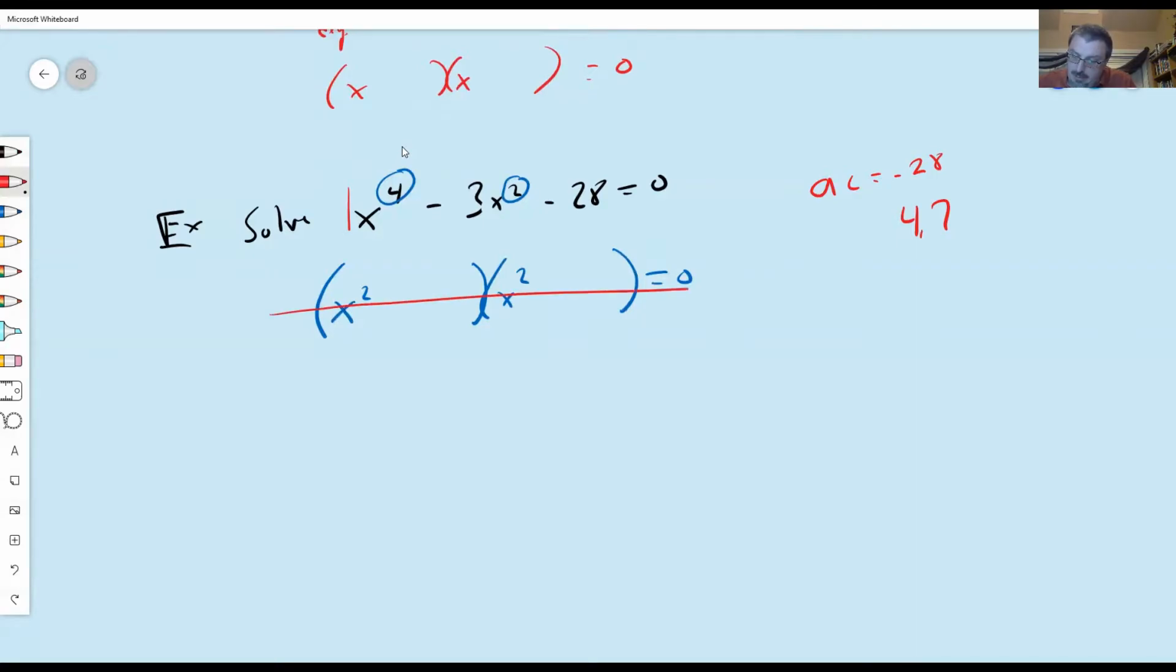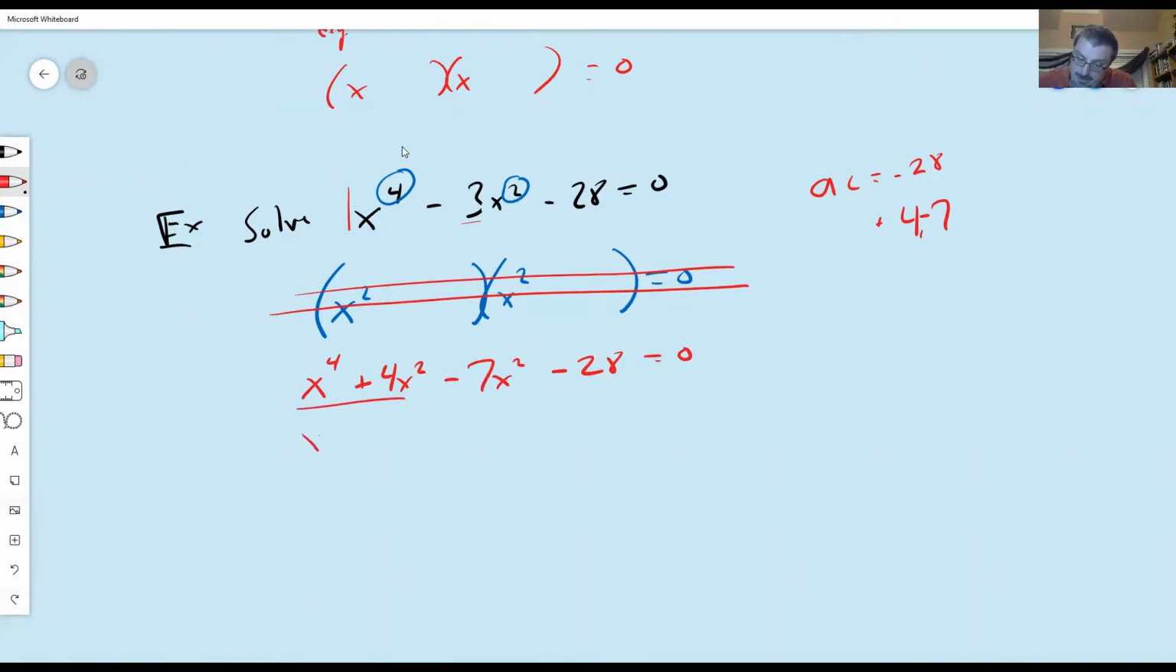So we're going to factor by grouping. To get a minus 28, one of these has to be plus, one of these has to be minus. And I want a minus 3 right here. So plus 4 and minus 7. So x to the 4th plus 4x squared minus 7x squared minus 28 equals 0.